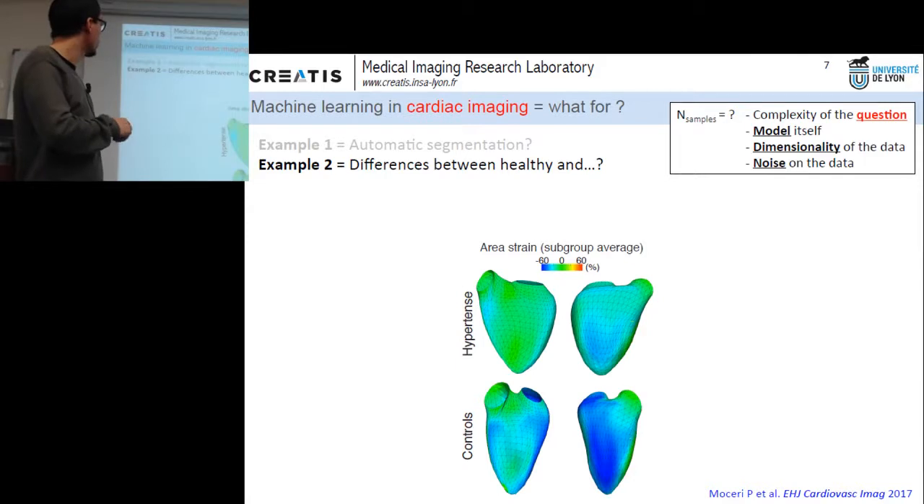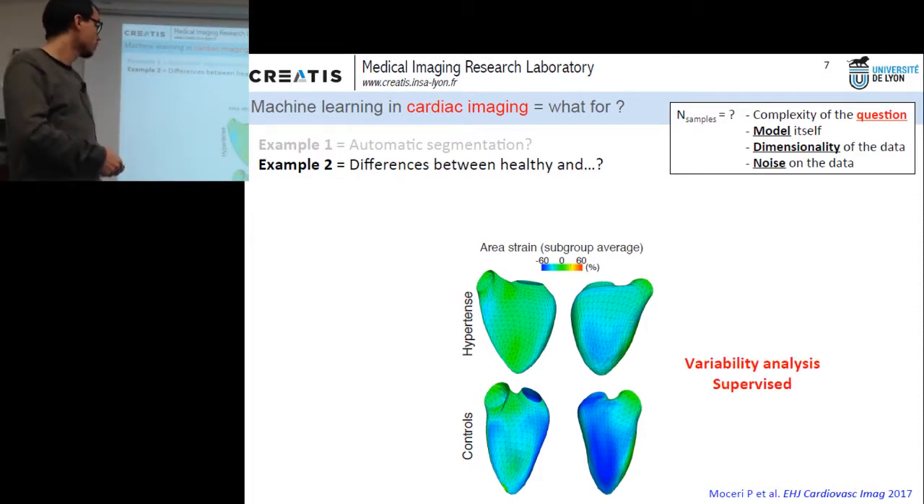Then, if you have a population, and you want to see differences between healthy and hypertensive hearts. What do you think? Is it supervised, unsupervised? Still supervised, because I know the categories here, and in this case, we were focusing on variability analysis, looking at variability within each population.